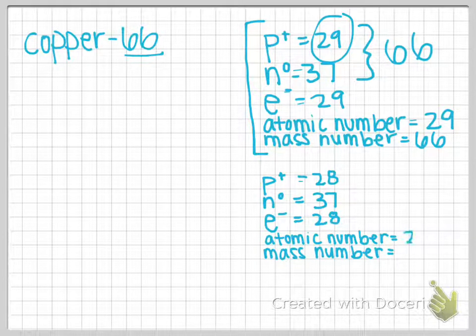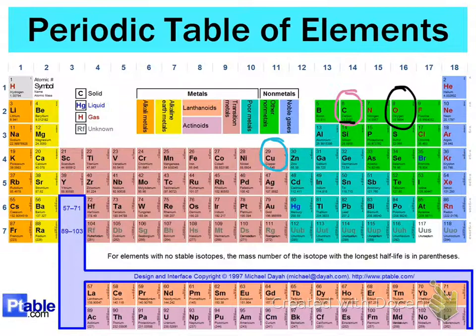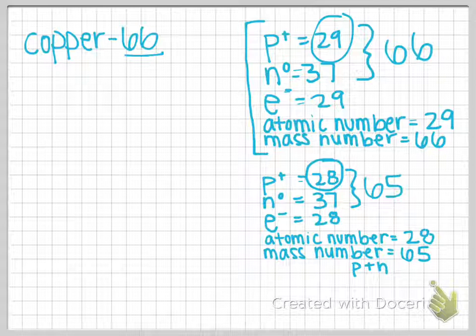That is also your atomic number. Your mass number is your protons plus neutrons. So we've got 28 plus 37, that's going to be 65. And so our mass is 65. We've got 28 protons, so we need to find what element has 28 protons. It is nickel. So your element is nickel, and it has a mass of 65, so it's nickel-65. And that is all your information.